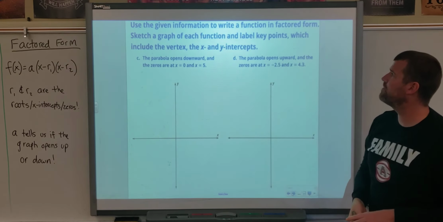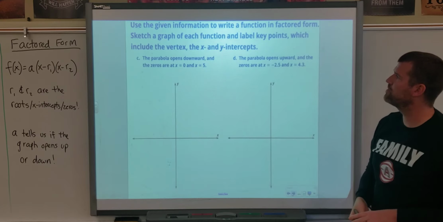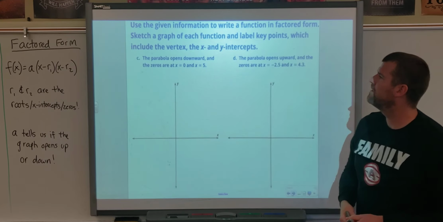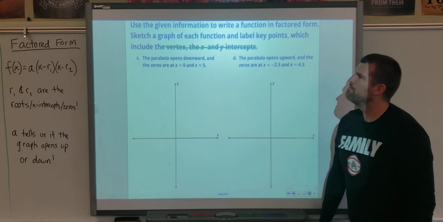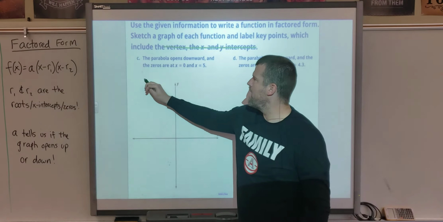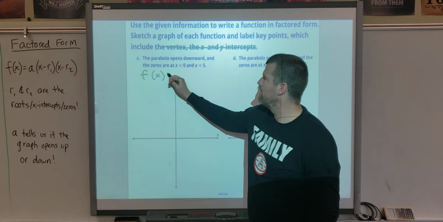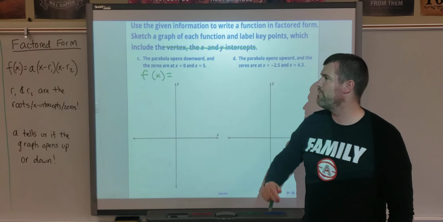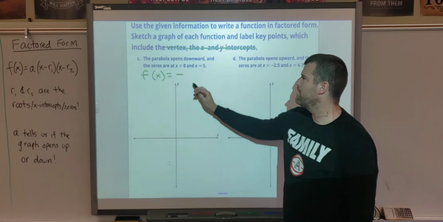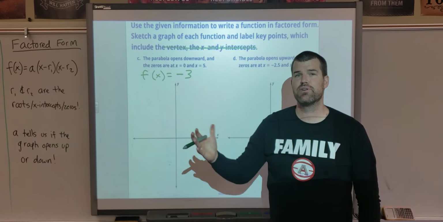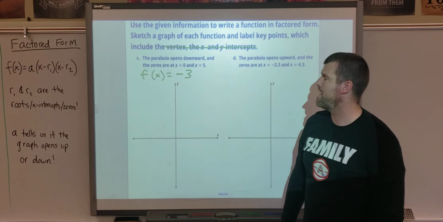Use the given information to write a function in factored form, sketch a graph, and label key points. We're not going to do all these key points yet. We'll do those tomorrow. But again, if we want our parabola to open downward, what has to be in front? Well, if we want it to open down, we have to have a negative a value. I'm going to pick negative 3. Doesn't matter what number you put there. If it's negative, it'll open down.